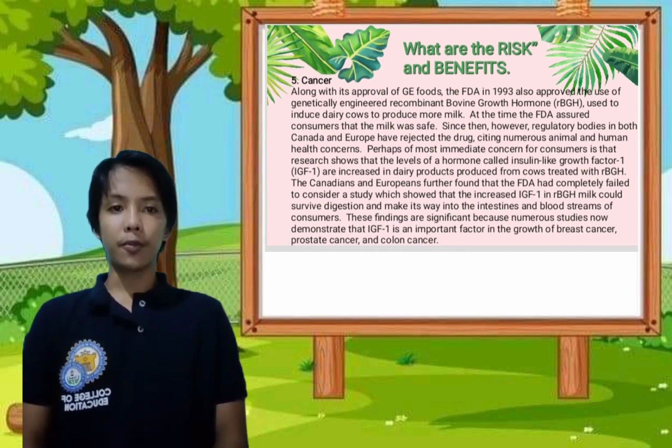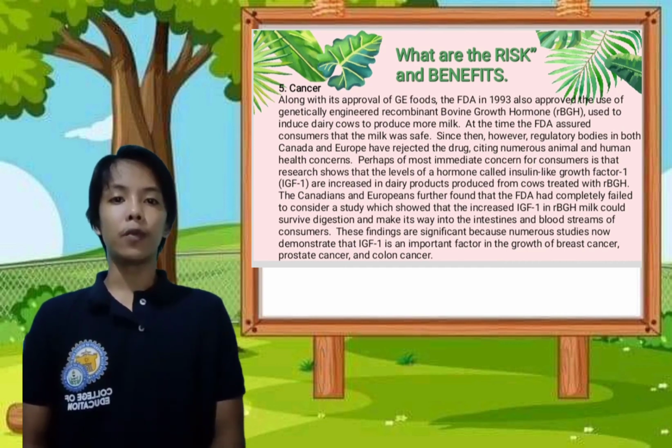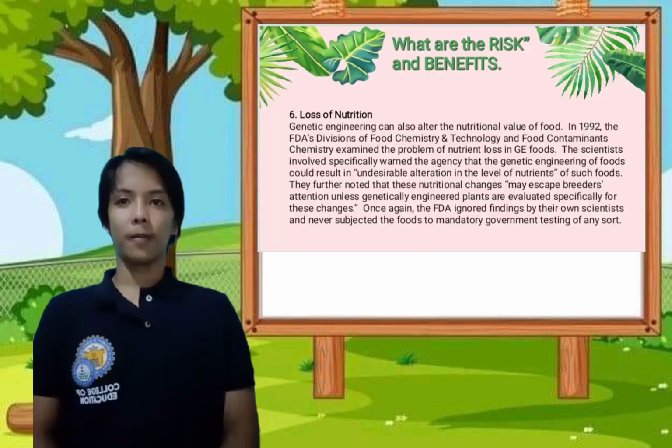The Canadians and Europeans further found that the FDA had completely failed to consider a science study which showed that the increase of IGF-1 in rBGH milk could survive digestion and make its way into the intestine and bloodstream of consumers. These findings are significant because numerous studies now demonstrate that IGF-1 is an important factor in the growth of breast cancer, prostate cancer, and colon cancer.